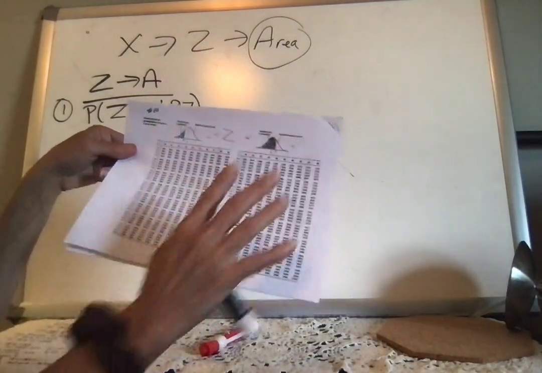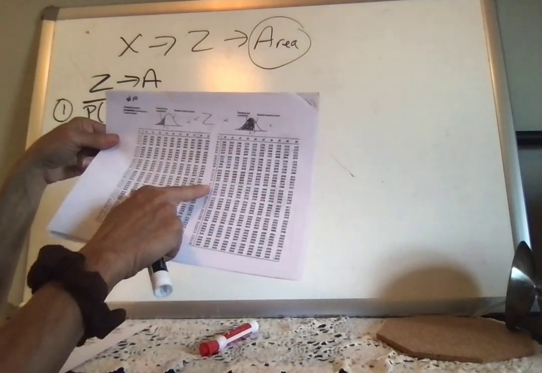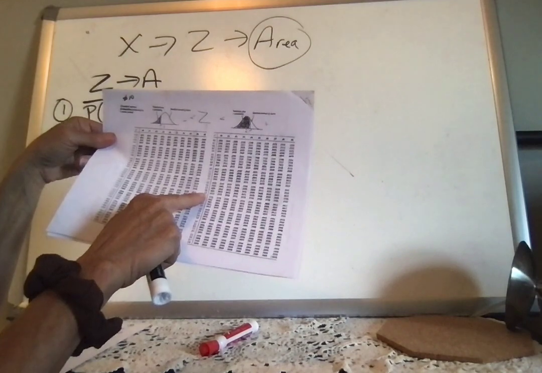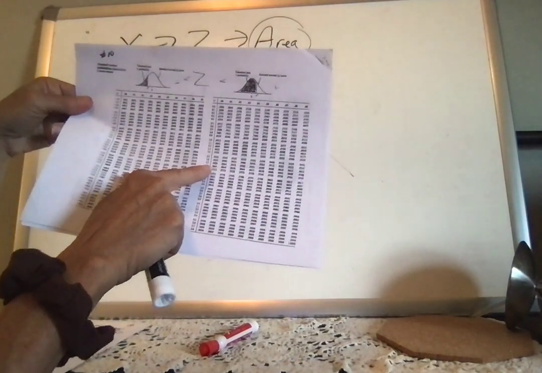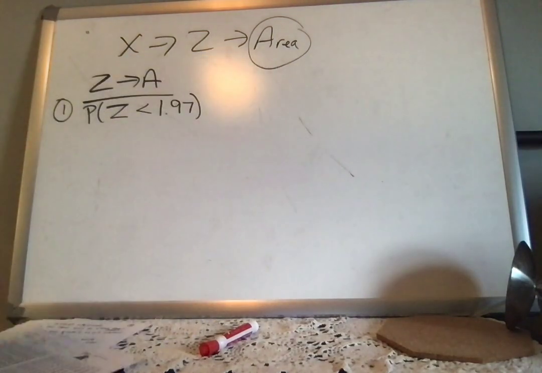So this is positive 1.97, so you want to be on the right-hand side. And coming down here, you want to find the 1.9s, because that's the ones place and the tenths place. But we need the hundredths spot of a 7. So take a look real quick.